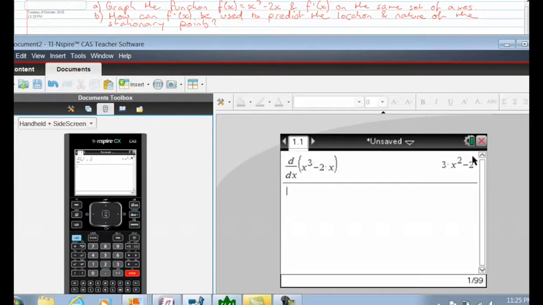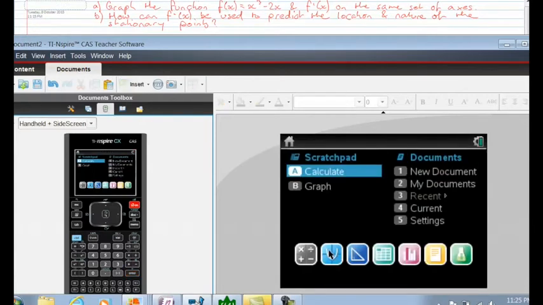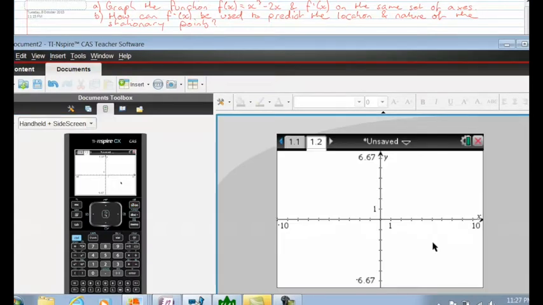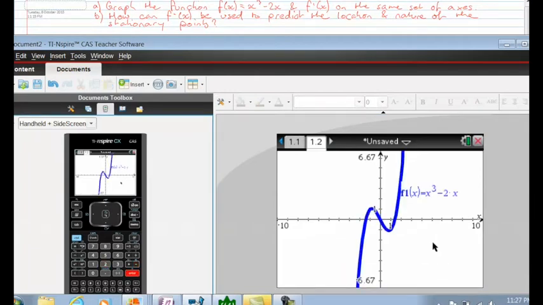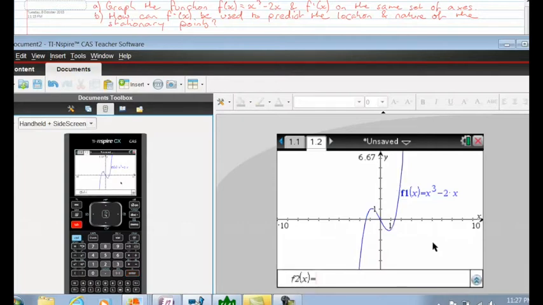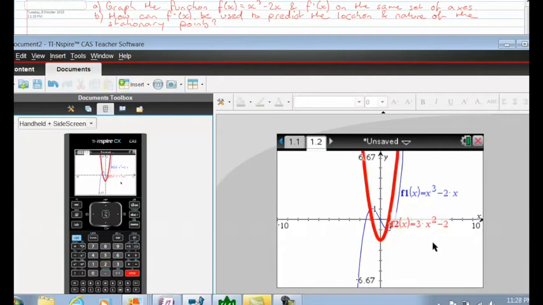So now what we're going to do is we're going to put both functions into a graphs page. So you're going to go home, graph. Okay, so press tab to put in the first function. So you go x cubed minus 2x, press enter. There's the first function. And we're going to press tab to put in the derivative function, which was 3x squared minus 2. So the blue function is the original function and the red function is the gradient function. Now I've actually answered part A where it says graph the function f of x equals x cubed minus 2x and f dash of x on the same set of axes. We've just done that there.